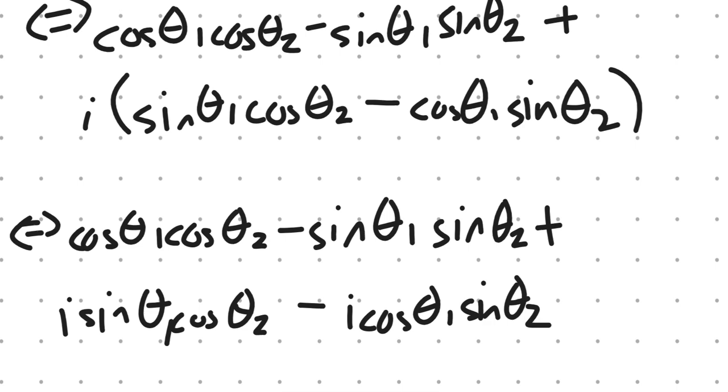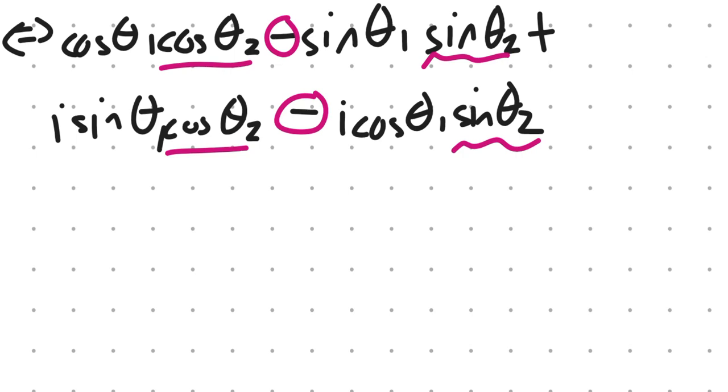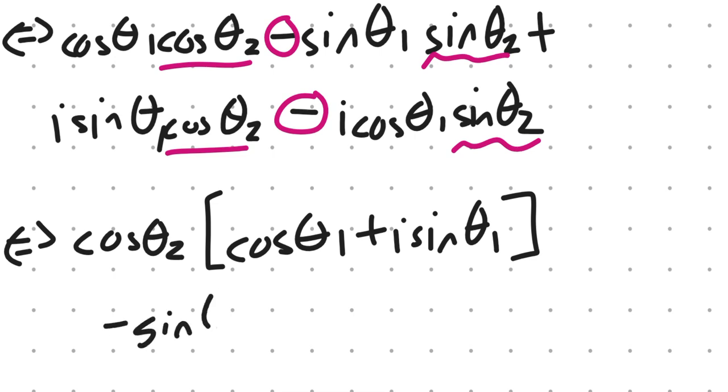And we notice that cosine theta 2 and sine theta 2 are common factors, so we can group them and use the negative sign too in order to get it out, so that we only have the addition of them. So now we have cosine theta 2 times, what will give you cosine theta 1 cosine theta 2, obviously cosine theta 1 plus i sine theta 1.